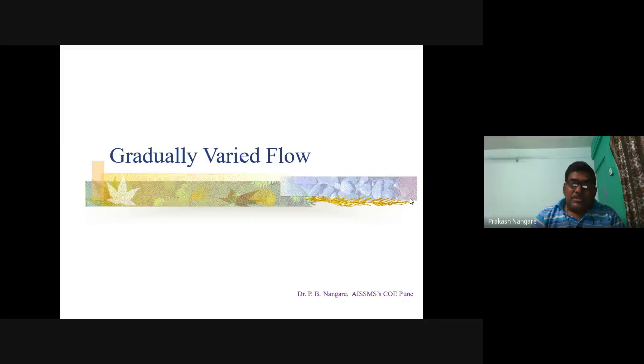Varied flow is a non-uniform flow, and it is classified under two categories. The second category is rapidly varied flow: when the depth of the flow changes abruptly over a shorter distance, it is called rapidly varied flow. Today we are going to discuss gradually varied flow.